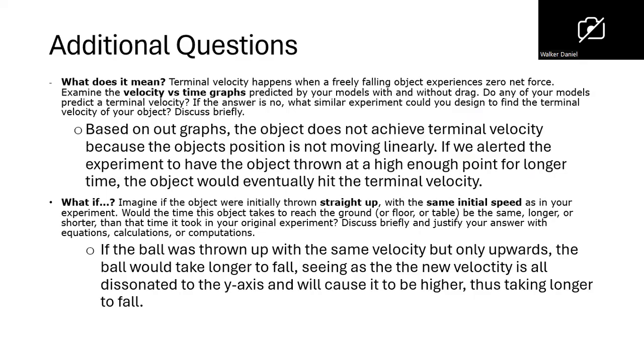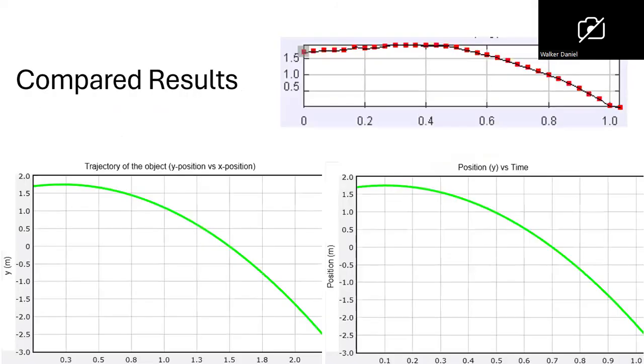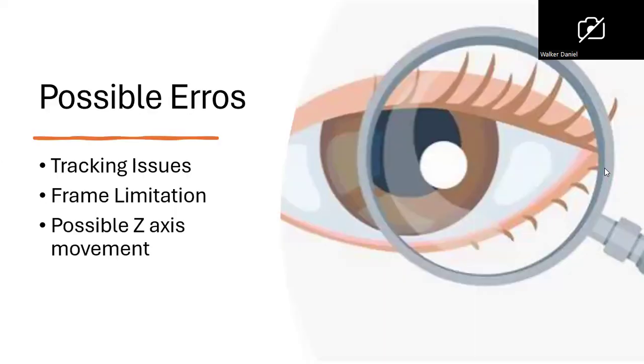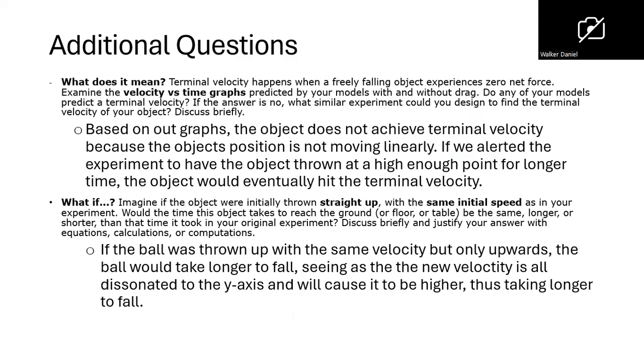And here are some additional questions. The first one asks about terminal velocity, if it was observed in our graphs, and if not, how could we change our experiment to show terminal velocity? Based on our graphs, they never really hit a linear trend. They are always moving somewhat exponentially, so they have not reached terminal velocity. But if we made the experiment taller and gave it longer time, it would eventually hit terminal velocity.